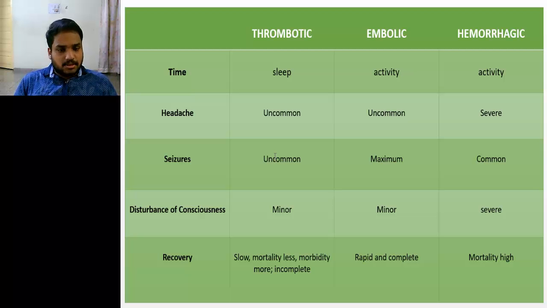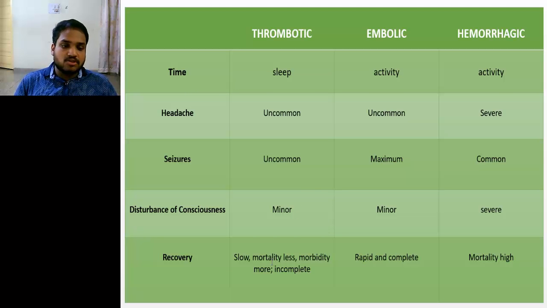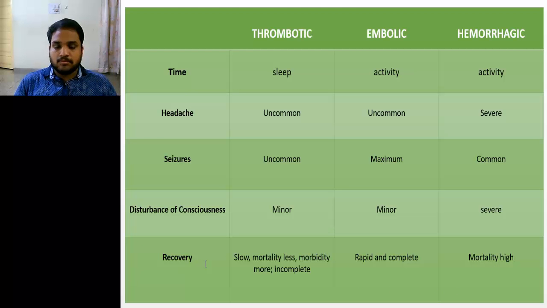Now the disturbance of consciousness is severe in case of a hemorrhagic stroke, while it is minor in case of a thrombotic as well as embolic stroke. Now what about the recovery? The recovery is rapid as well as complete in case of an embolic stroke. The recovery is slow in thrombotic stroke; the mortality is less, but morbidity is more. And the recovery is almost incomplete. In hemorrhagic stroke, the mortality is very high. So these are the differences between the thrombotic, embolic as well as the hemorrhagic stroke.